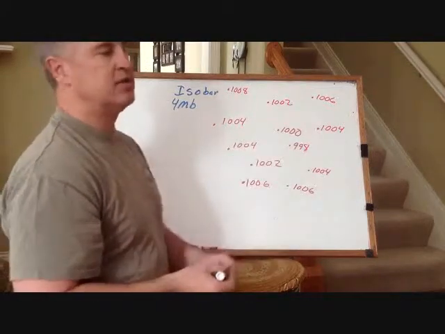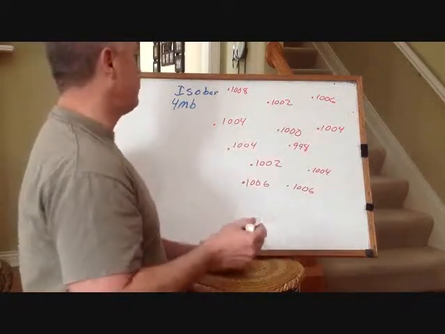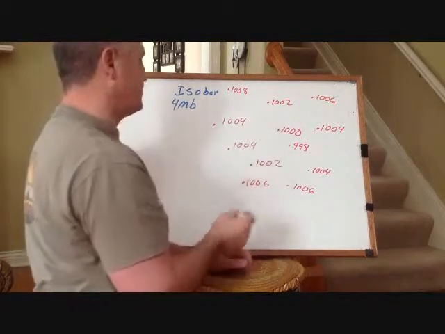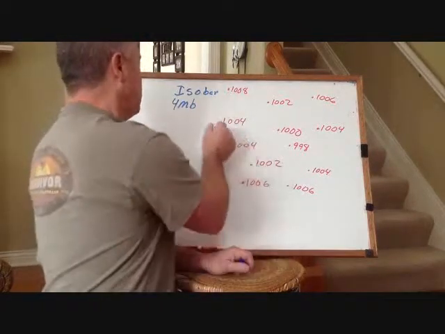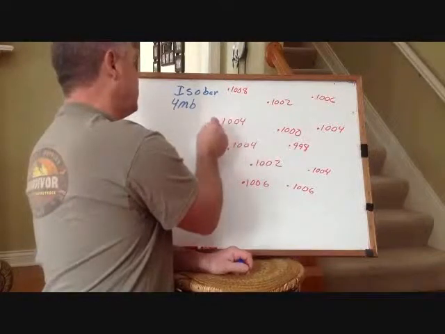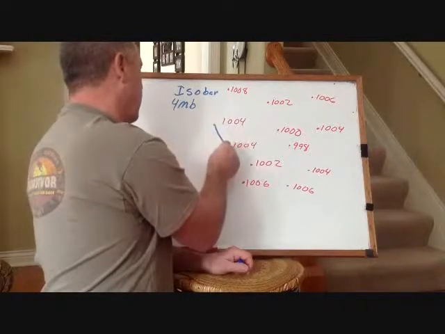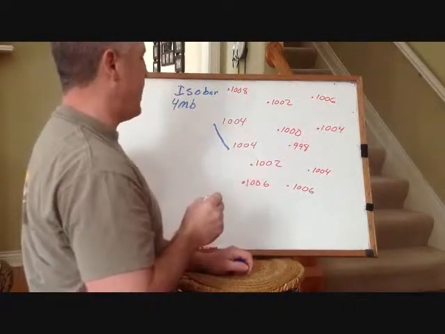The little dots are actually the station models. So first of all, you can find the 1,004 ones. It's a little bit of a connected dot. So if there's exactly that pressure, you can run the line, the isobar, right through those two models.